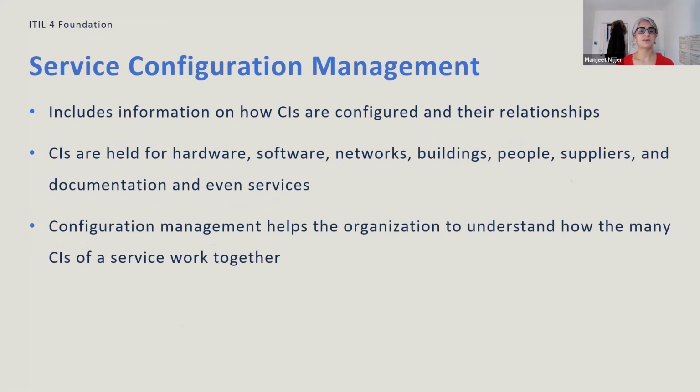So service configuration includes information on how your CIs are configured and the relationships between them. CIs are held for hardware, software, networks, buildings, people, suppliers, documentation, and even services as well. And configuration management helps your organization to understand how many CIs of a service actually connect and work together. Because again, that's going to help the service desk when it's trying to resolve an incident.